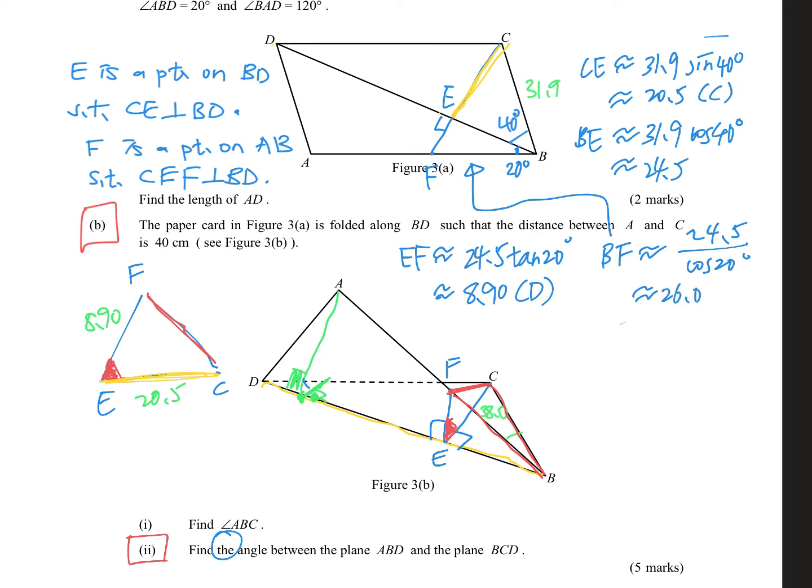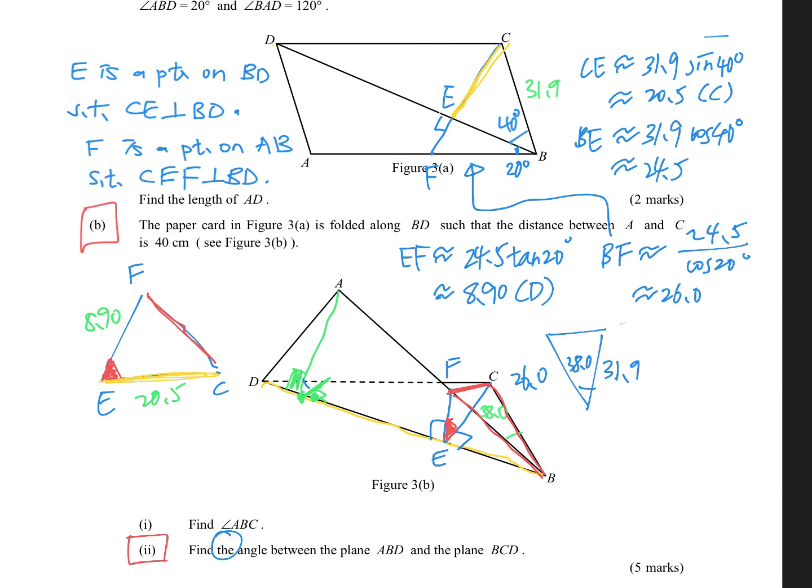So with BF, maybe we try to save it as X first. Y, maybe. Because we need to use this to find, so this is 26.0, and then BC, where's BC? 31.9, and then the angle will be 38.0. So 38.0 should be B, right? Oops, luckily I've saved.